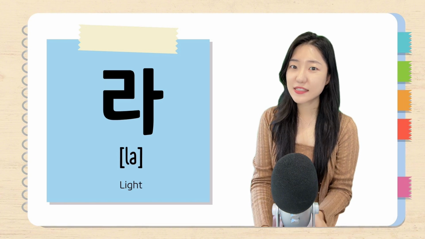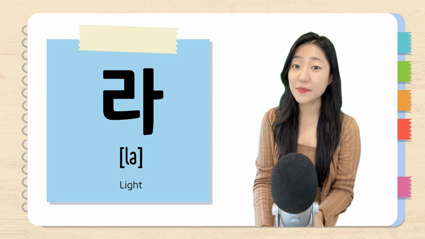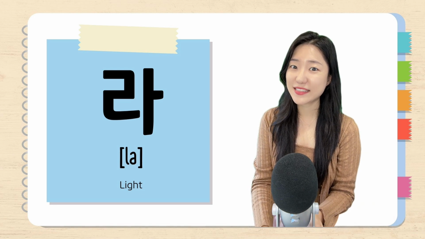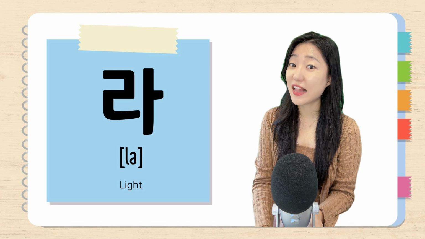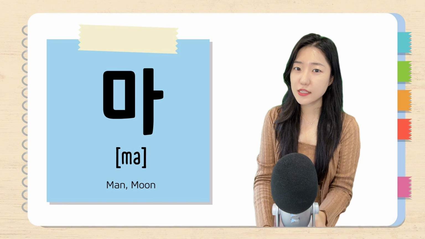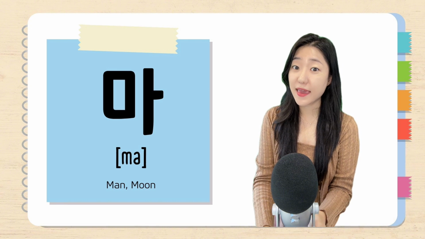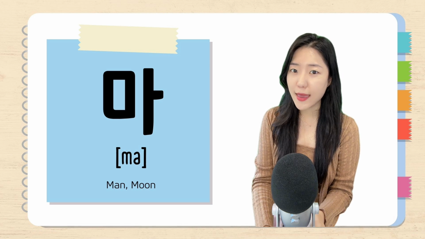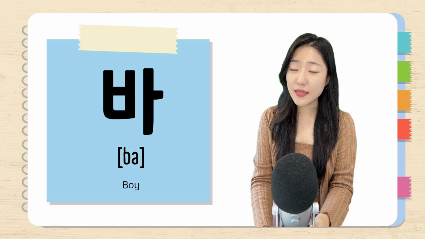And then the L sound. L-A. So it becomes la. It's like light. L sound. La. Next one is the M sound. M-A. So it becomes ma. It's like man or moon. M sound.